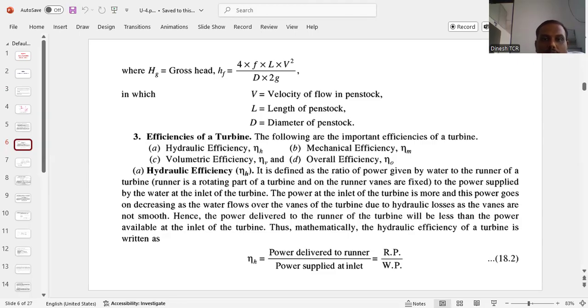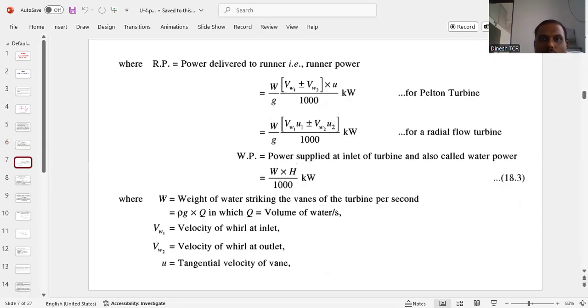Now the efficiency of the turbine. Some of the important efficiencies we are going to consider while calculating the performance of the turbine are hydraulic efficiency, mechanical efficiency, volumetric efficiency, and overall efficiency. Hydraulic efficiency is the ratio of power delivered to the runner to the power supplied at the inlet. In very simple terms, it is the ratio of runner power to the water power, right?